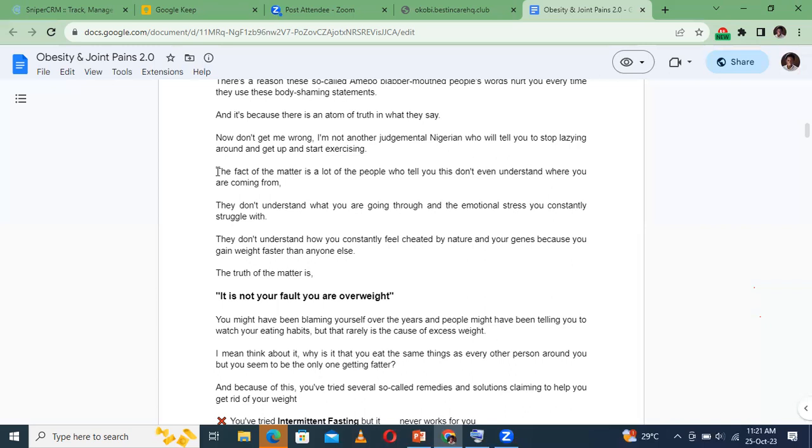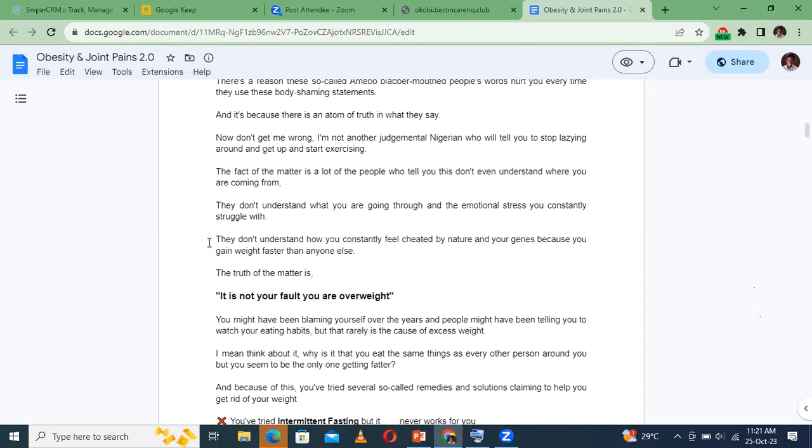So let's go on. Now, don't get me wrong. I'm not another judgmental Nigerian who will tell you to stop lazing around and get up and start exercising. The fact of the matter is, a lot of people who tell you this don't even understand where you are coming from. They don't understand what you are going through and the emotional stress you constantly struggle with.